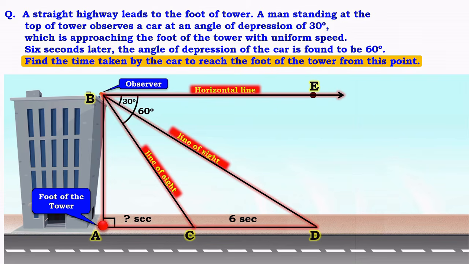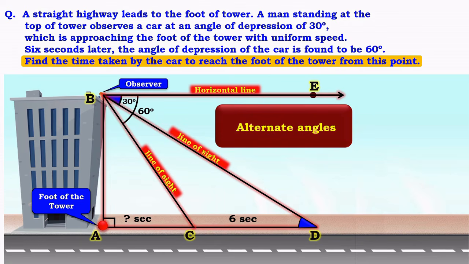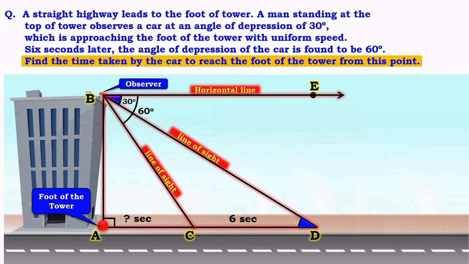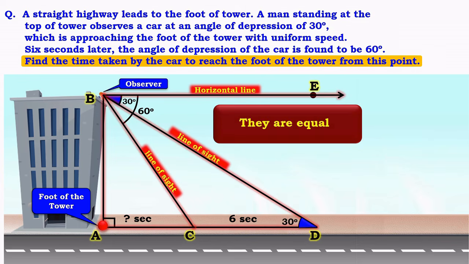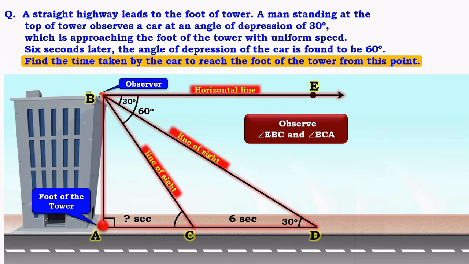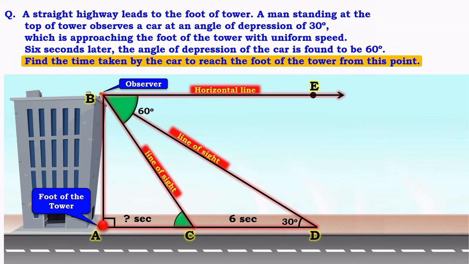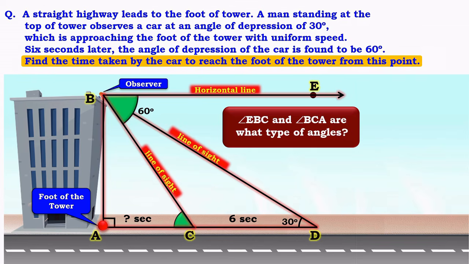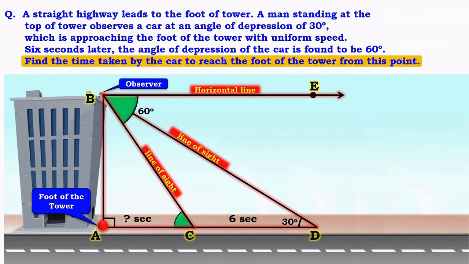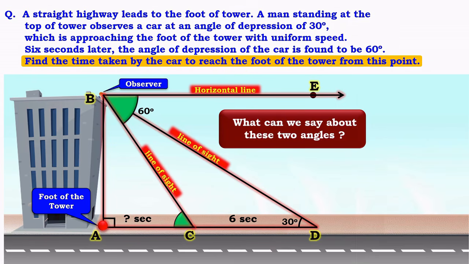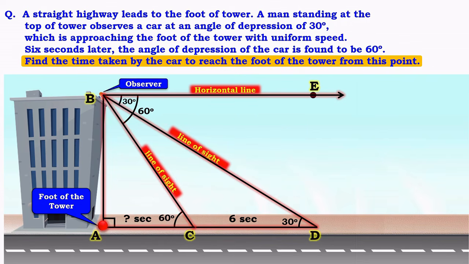Since the horizontal line BE is parallel to the highway, these angles are alternate angles. Therefore, they are equal. So, the angle at point D is 30 degrees. Similarly, when the car is at point C, the angle of depression is 60 degrees. Using the same property of alternate angles, the corresponding angle at point C is also 60 degrees.